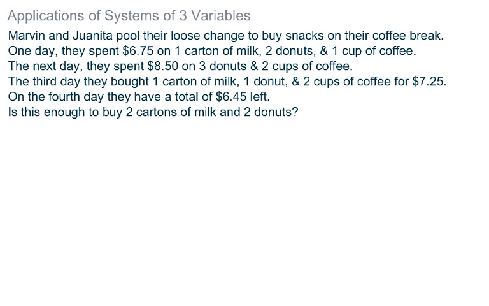In this example, we're going to look at solving a problem using a system of three variables. So we have an application setting here. Marvin and Juanita are pooling their loose change together to buy snacks on their coffee break.